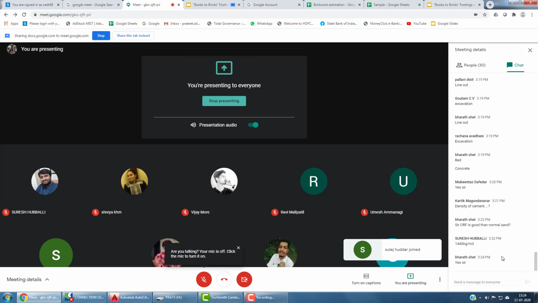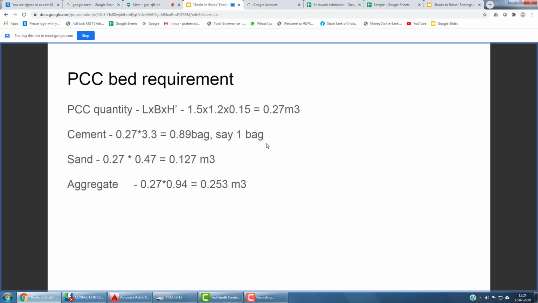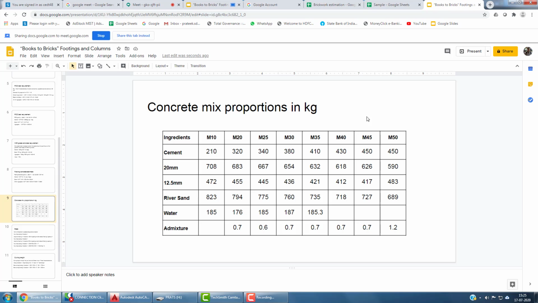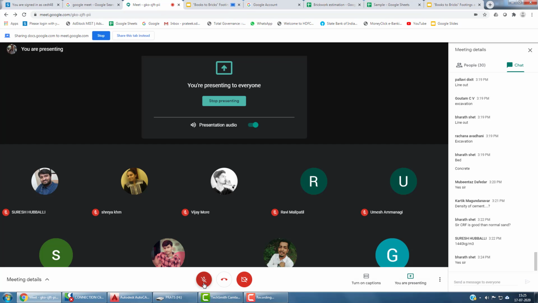Yes, guys, please reply. What is the cement quantity and sand aggregate quantity required? Please reply with the quantities.